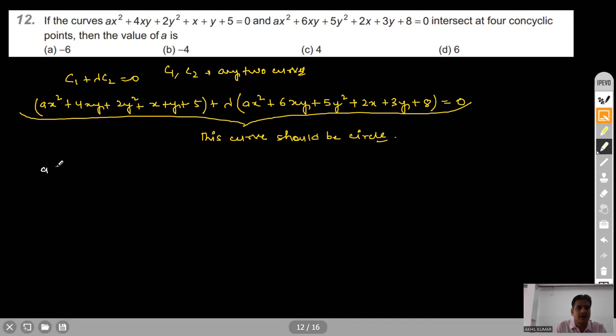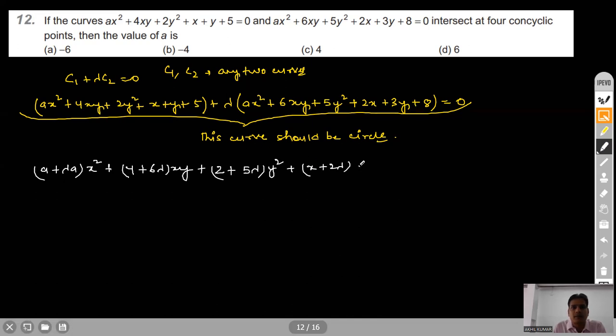What we can write? We can write a plus lambda a, x square, right? Then if you take the xy term, it will be 4 plus 6 lambda, into xy. Now take the y square terms, it will be 2 plus 5 lambda, y square, right? Then 1 plus 2 lambda into x, then 1 plus 3 lambda into y, okay? And then 5 plus 8 lambda is equal to 0. This curve should be a circle, okay?